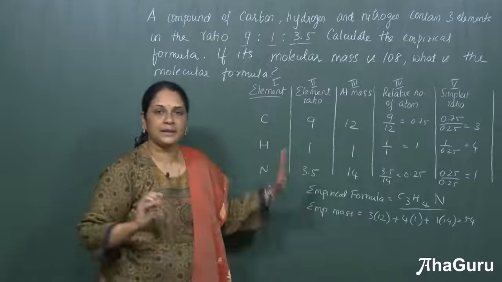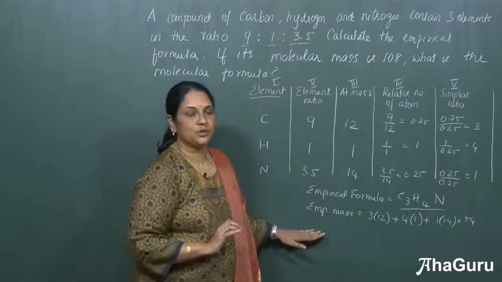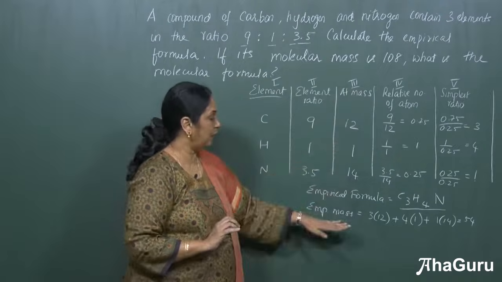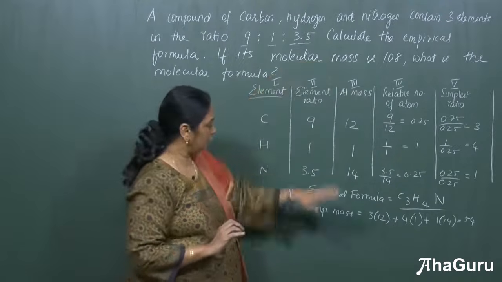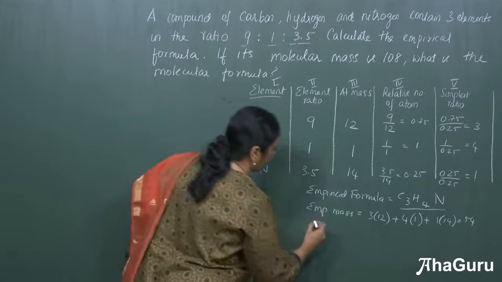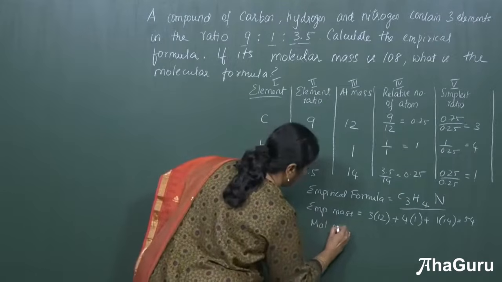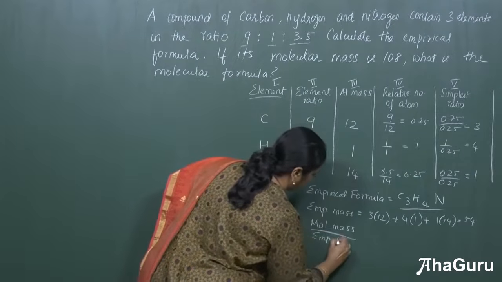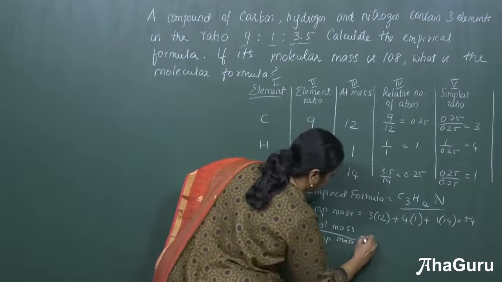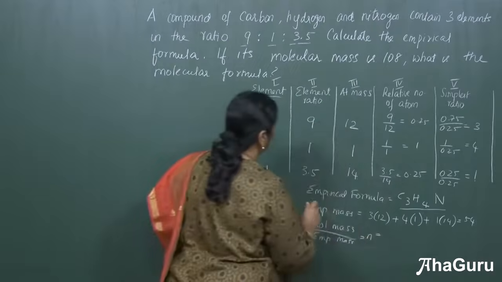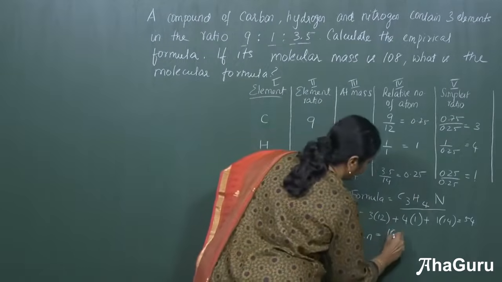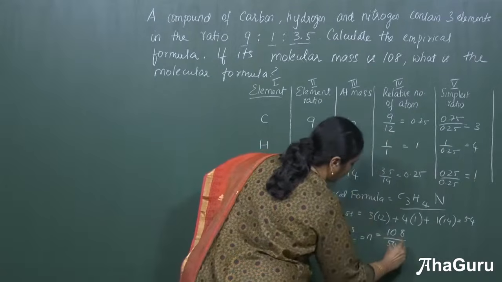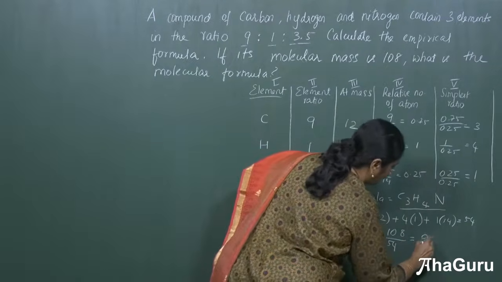So, once you calculate the empirical mass, next what you do is they have given the molecular mass already. Okay. So, we have to know this molecular mass. Okay. So, what you do, the next step is the molecular mass divided by empirical mass would give you a factor n. Okay. So, that is equal to, so what is the molecular mass? 108. Empirical mass is 54. So, your n value is 2.